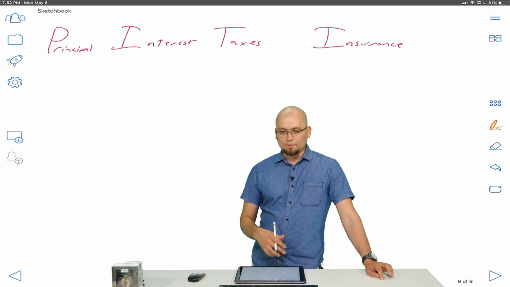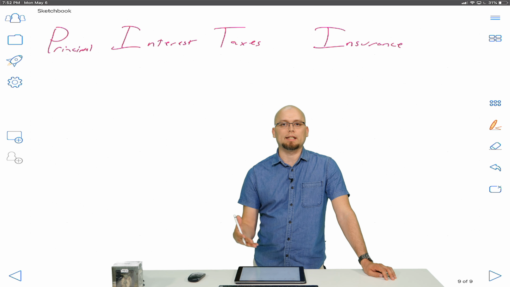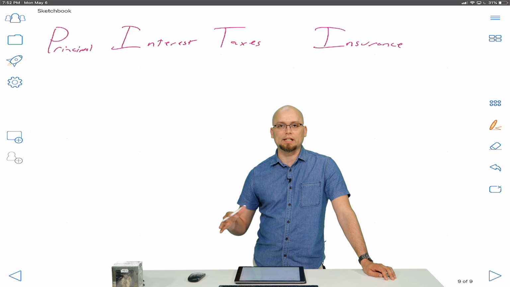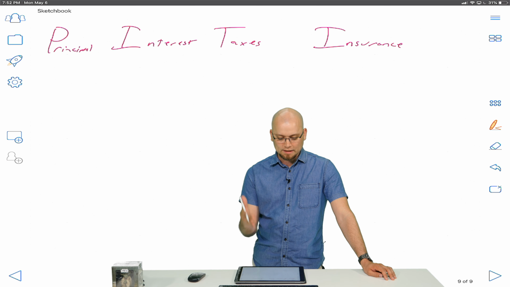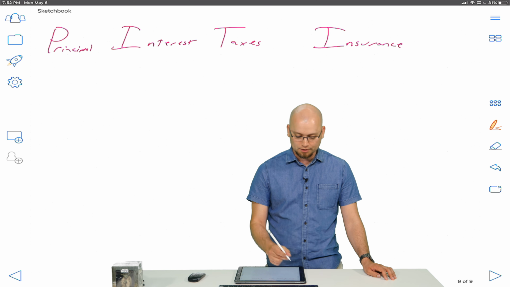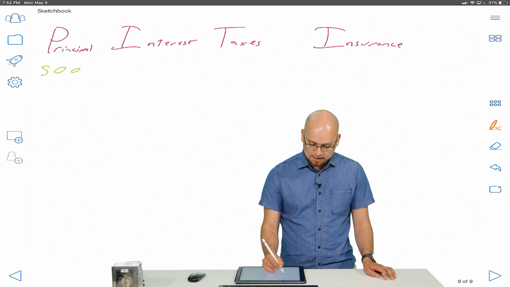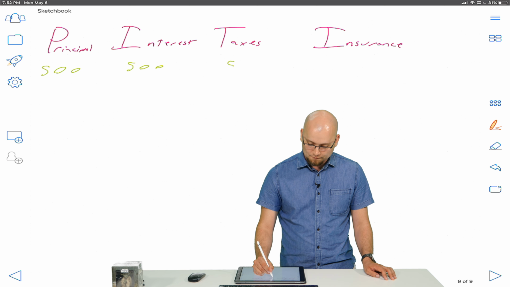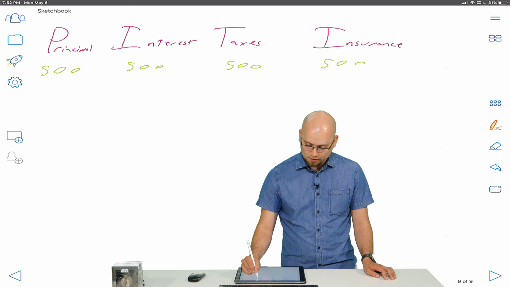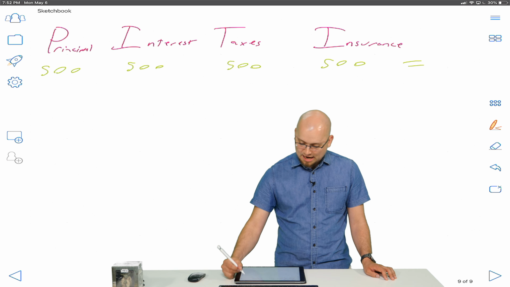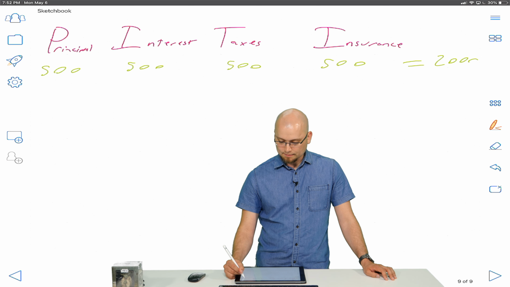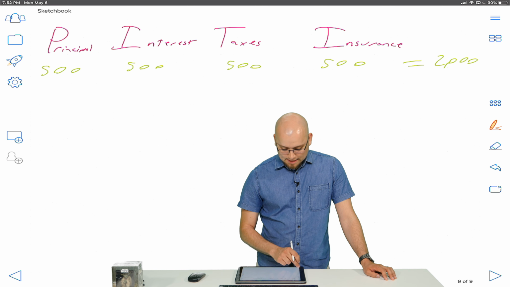Now, if we break each one of those things out, and I'm going to kind of keep it simple here, we're going to say that each one of these items is worth $500. So in this payment, we've got 500 here, we've got 500 here, we've got 500 here, and we've got 500 here. That would mean that their total payment would be $2,000.